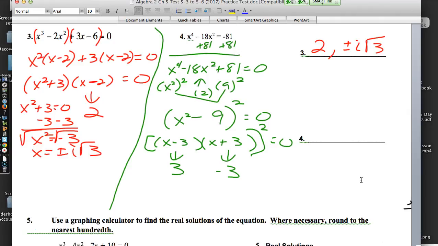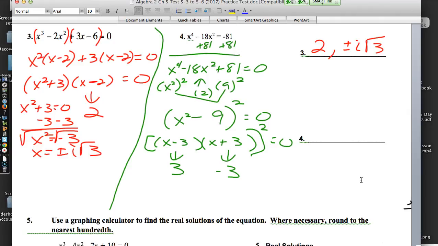Oh, problem. That's only 2 answers. How many were we supposed to get? 4. Where are the other 2? Not imaginary this time. Do you remember multiplicity? See this little 2 right here? That tells us this one occurs twice and this one occurs twice.